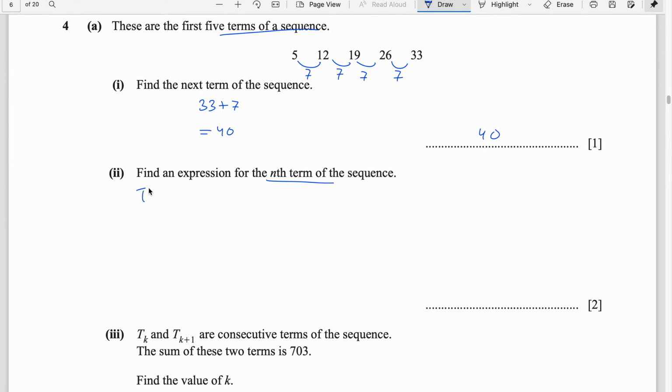Find an expression for the nth term of the sequence. When the common difference is the same, we use this formula. a is the first term, that is 5, n minus 1, d is the common difference, which is 7. 5 plus 7n minus 7. 5 minus 7 is minus 2. So 7n minus 2.